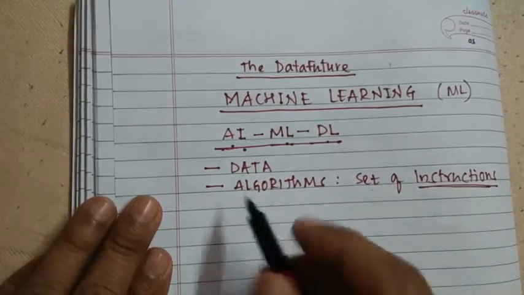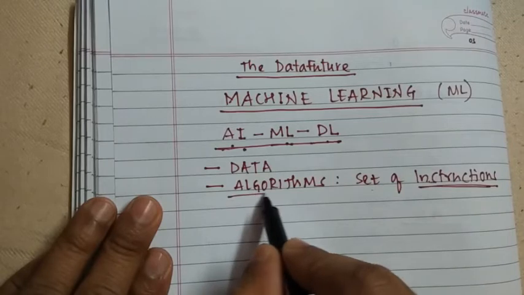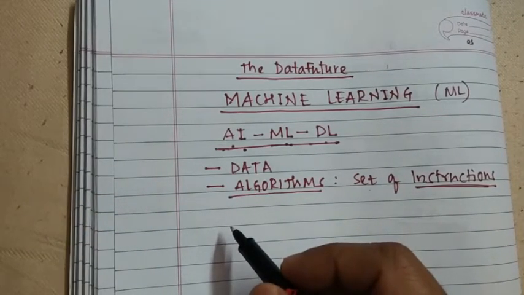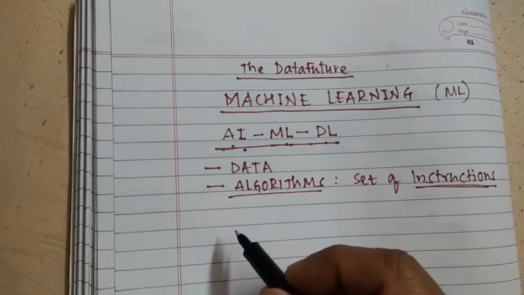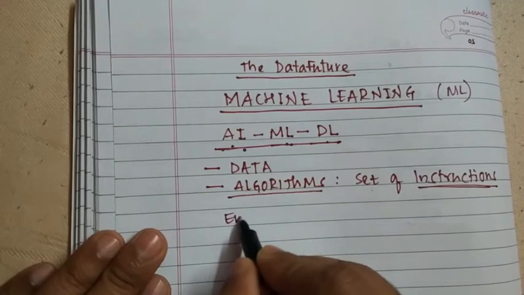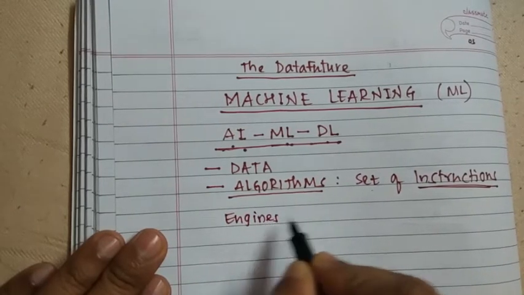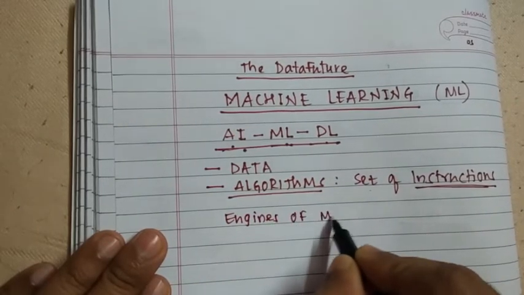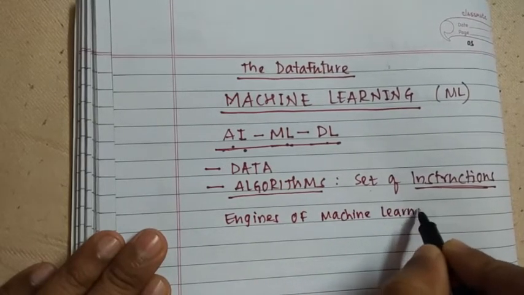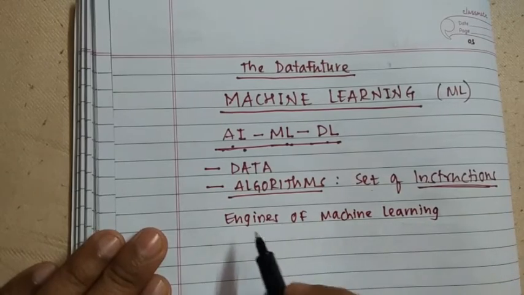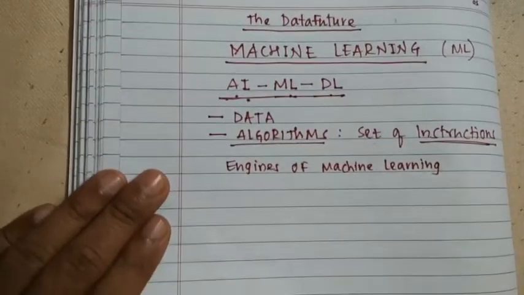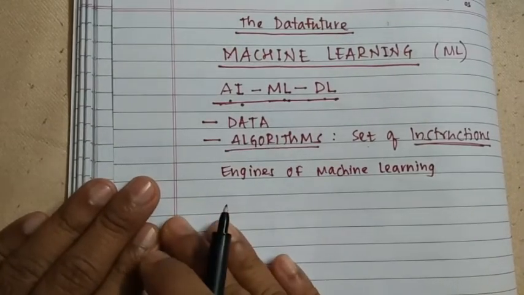Now the second one is the algorithm. The algorithm is a very important part of machine learning, and these algorithms are called the engines of machine learning. Why are they called engines? Because these algorithms convert data into a machine learning model.